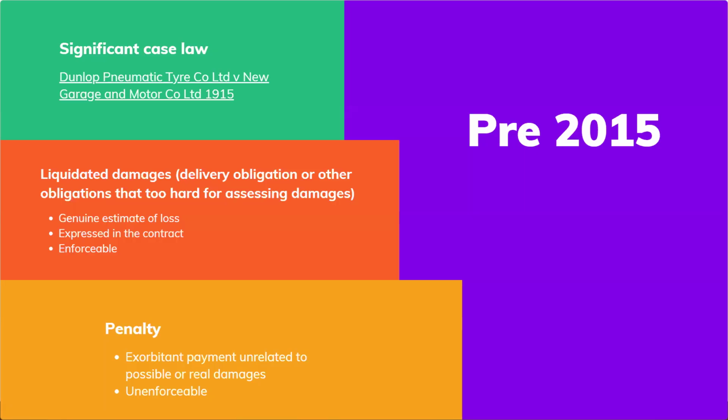So liquidated damages must be a genuine estimate of loss and must be expressed in the contract. It must clearly express the amount of loss and potential impact on the party. And if the clause is such a genuine estimate, then it is enforceable. For penalty, it is an exorbitant payment and has no relation. It is well beyond the possible or real damages, and therefore it is unenforceable because it is unfair to the parties.